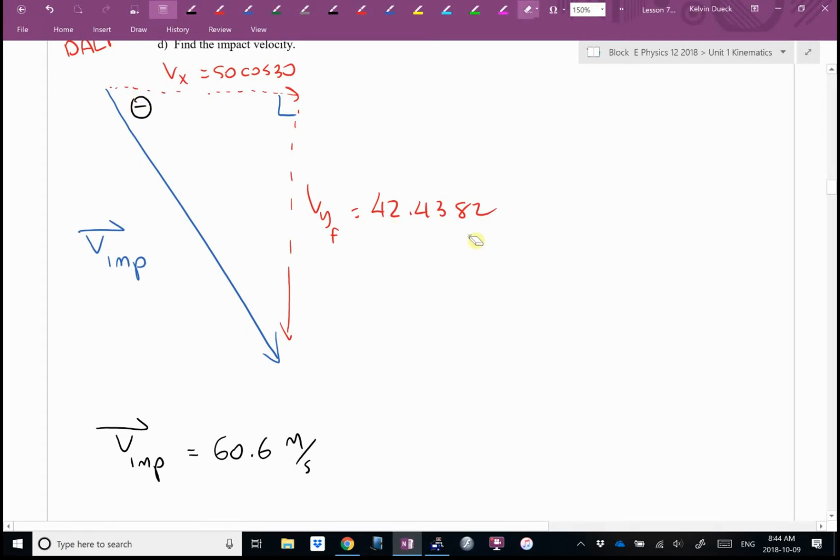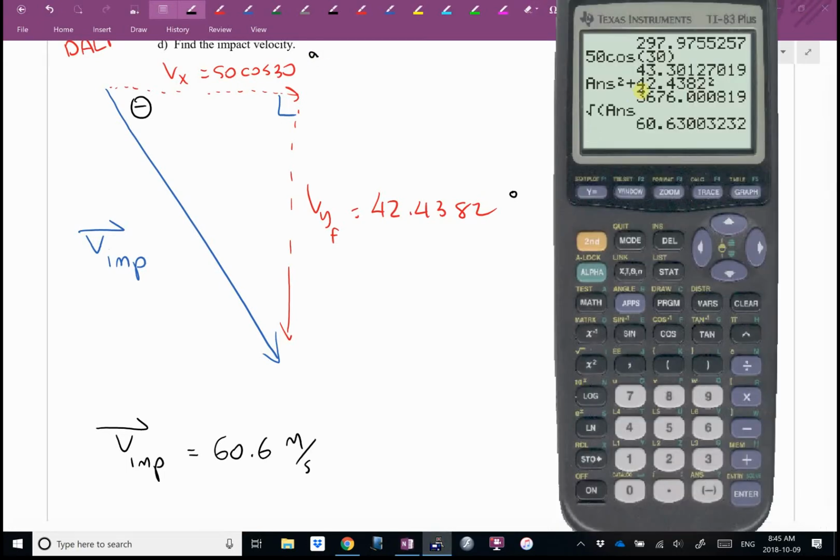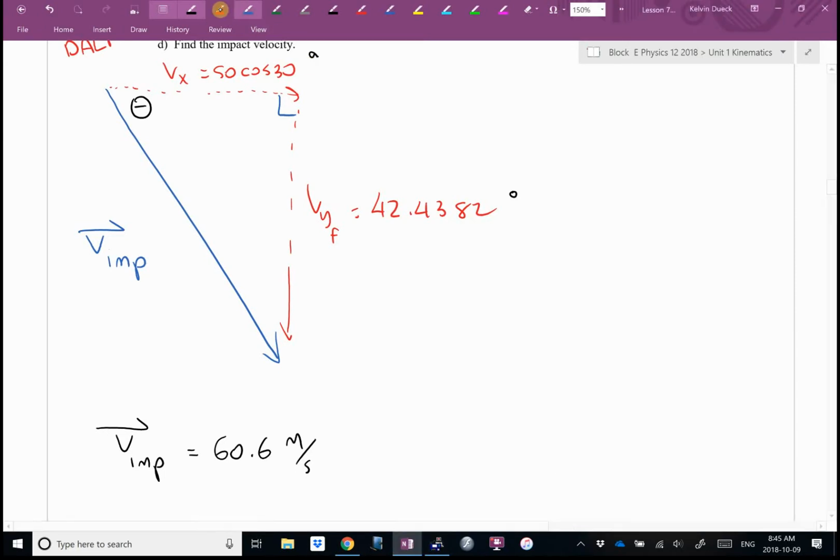That 42.4382, opposite, adjacent, or hypotenuse? The Vx, adjacent. And what did I say Vx was? It ended up being 43.301. I'll write that in here. 43.301. Which trig function can I use? Looks like I can use tan again. And it's going to be 42.4382 opposite over 43.301 adjacent. And then how do I find an angle? I'm going to hit my shift button.